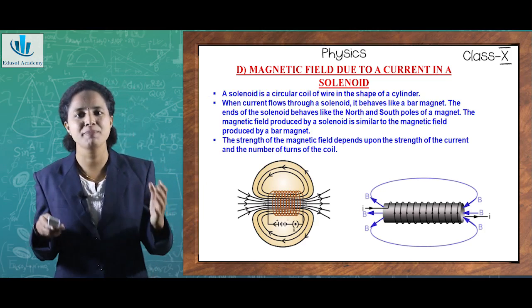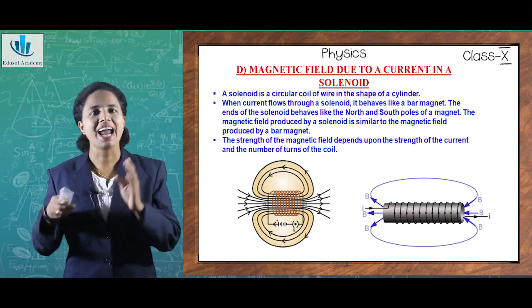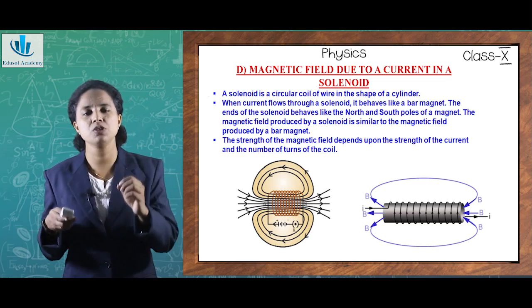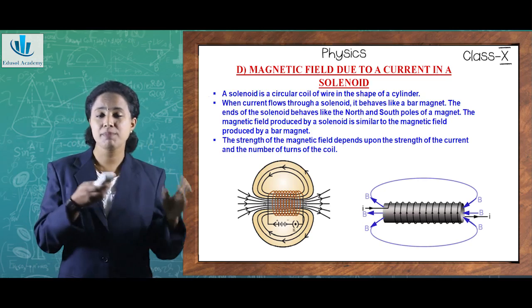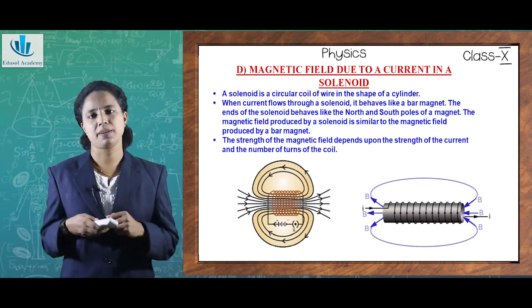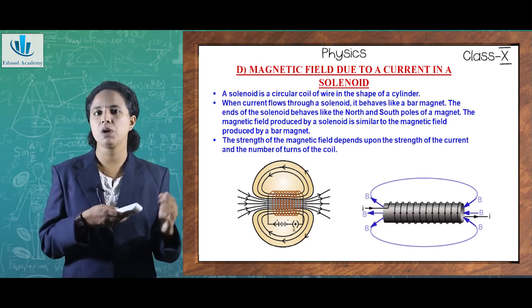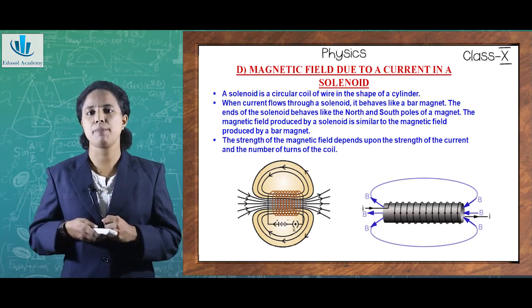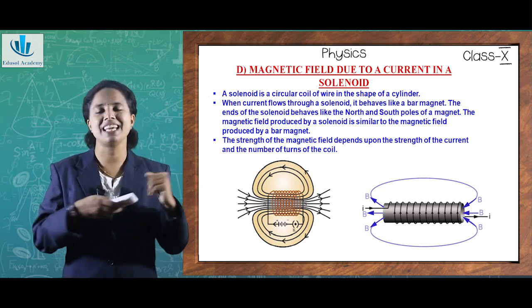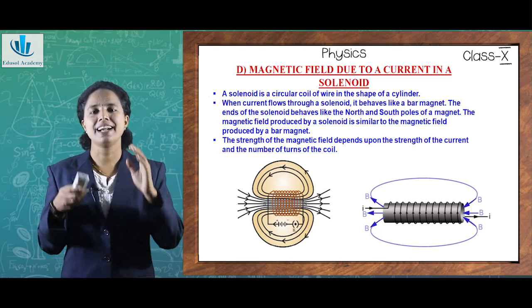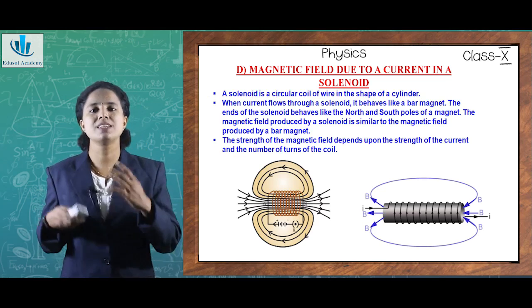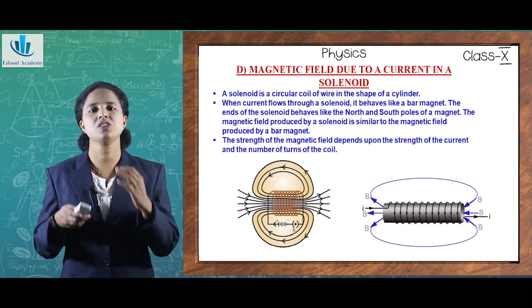What are the two ends of a magnet? The north pole and the south pole. So the magnetic field which is produced by the solenoid will be similar to the magnetic field that is produced by a bar magnet. So what was the peculiarity of the magnetic field lines produced by a bar magnet? That will surely apply to this case also. That is, the strength of the magnetic field that is produced will depend on different factors of the solenoid.